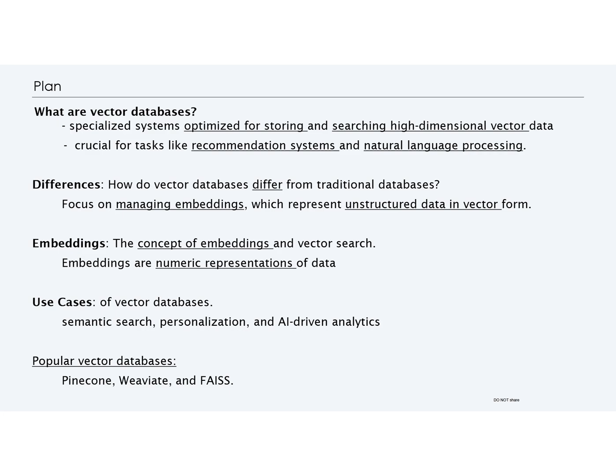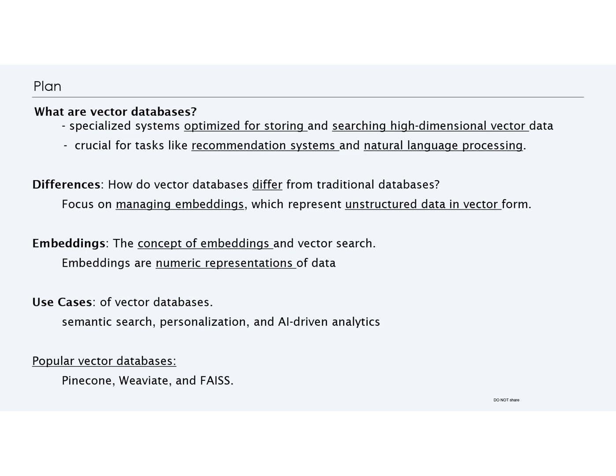Vector databases are specialized systems designed to store and search high-dimensional vector data. These databases are at the heart of cutting-edge applications like recommendation systems and natural language processing. Unlike traditional databases, vector databases are built to handle embeddings, numerical representations of unstructured data in vector form. This specialization enables lightning-fast vector searches and efficient data handling.